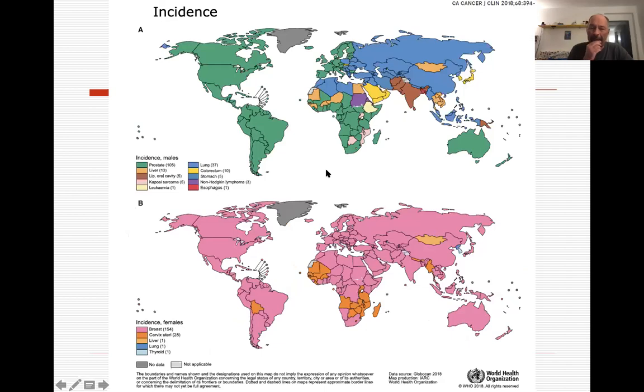This is a nice plot because in this color code, you see which is the most common cancer. This is incidence, not mortality. The most common cancer in different countries in the world. Top panel is males, and bottom panel is females.